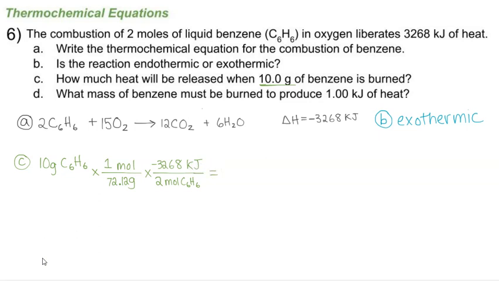Alright, and so how much heat will be released? Well, we just need to solve this problem now. So 10 divided by 72.12 divided by 2 times 3268. So let's type that into our calculator. 10 divided by 72.12. Whoops. I made a mistake that first time. Divided by 2 times 3268 negative gives me a different answer. I think I typed something in wrong. Let's try one more time.